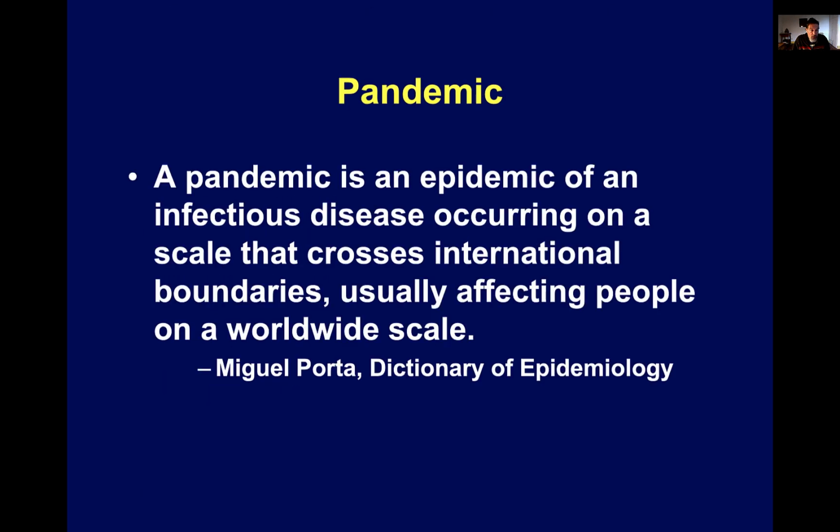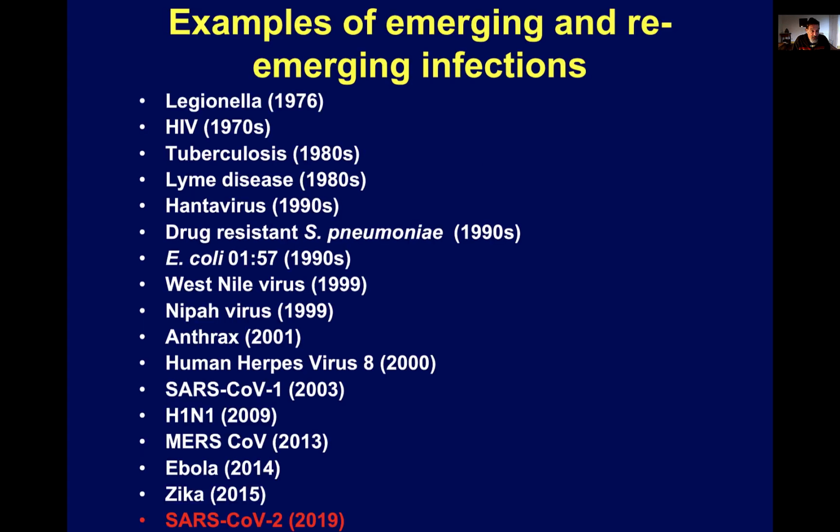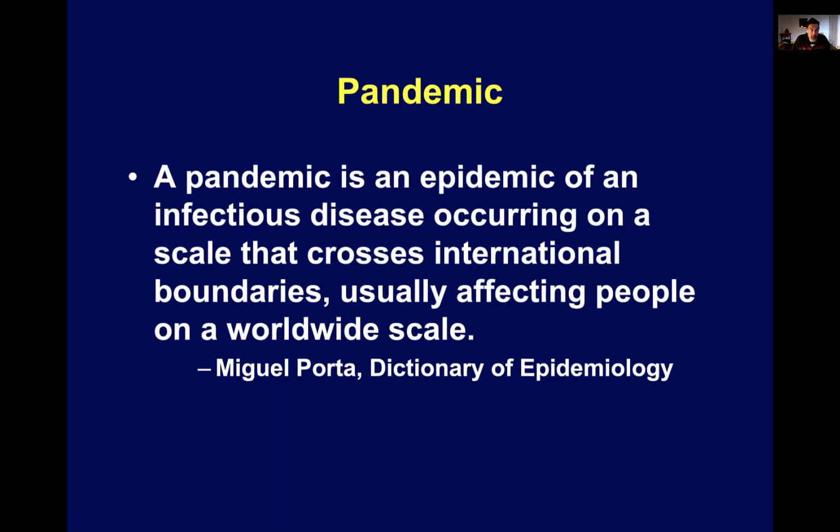Also, what is a pandemic? SARS-CoV-2 is an example of an emerging infectious disease that has caused a pandemic. Not all of the diseases on this list have, right? Some have, like HIV, for example, and H1N1, but the others did not quite meet the definition of pandemic, which is an epidemic of infectious disease occurring on a scale that crosses international boundaries, usually affecting people on a worldwide scale.